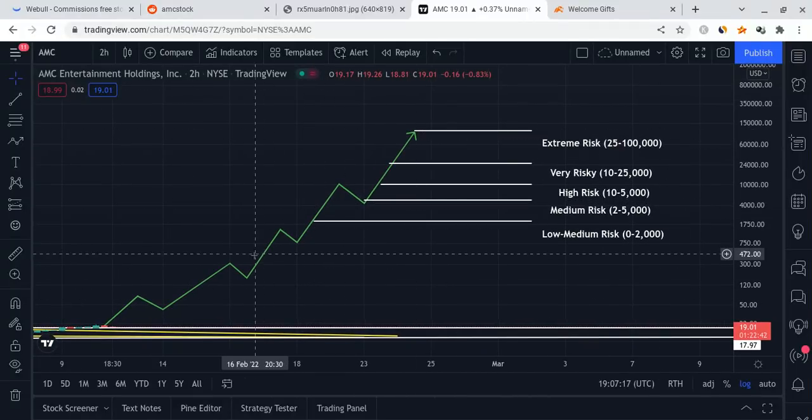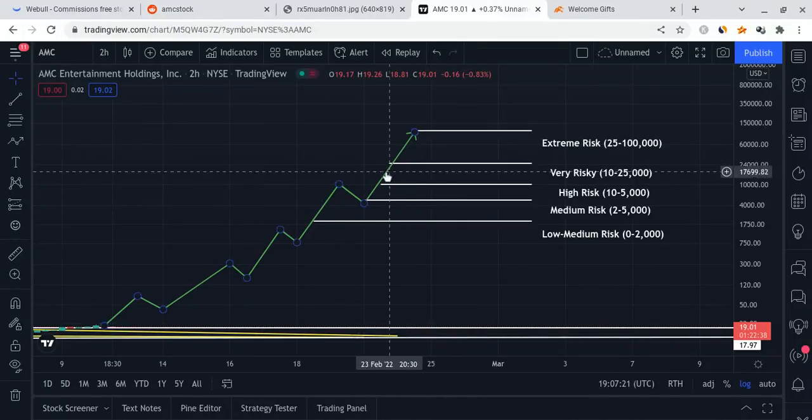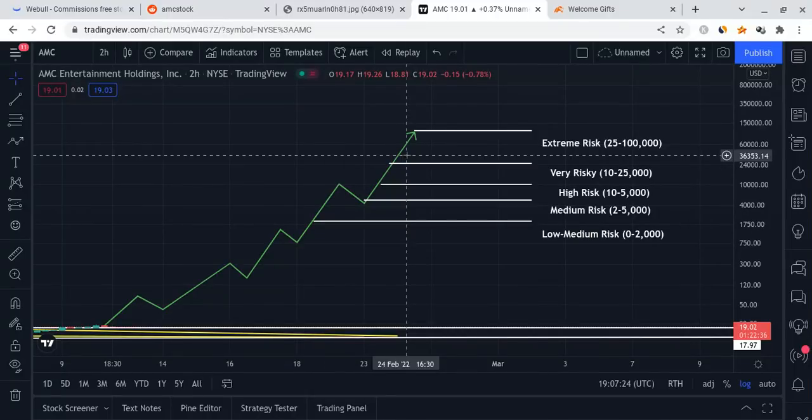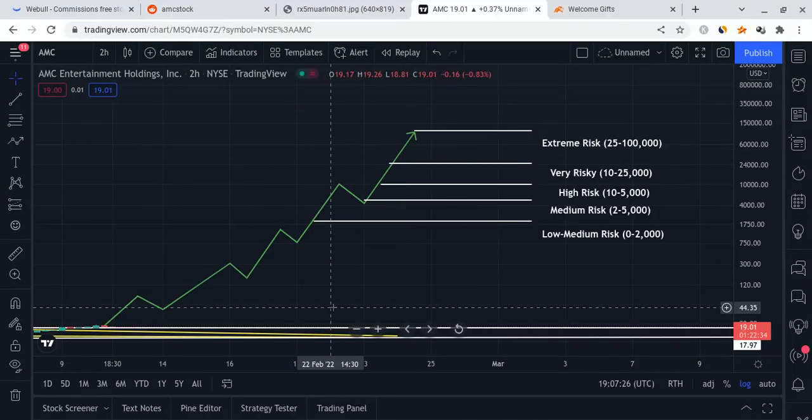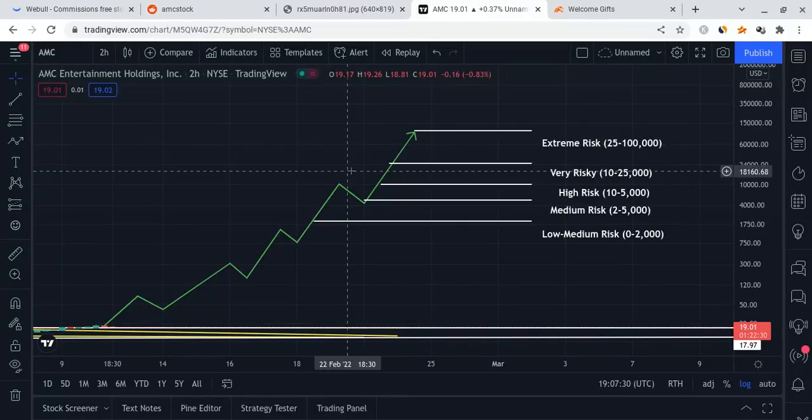So take this chart with a grain of salt. This is just a hypothetical scenario. I'm not saying it's going to happen during this time. I do believe it's going to happen in the future, I just don't know the exact date. But this is just an example, right? Let's just pretend AMC started to squeeze and it went to the absolute moon. Well, where may it end up going?